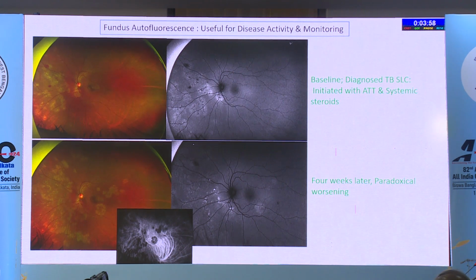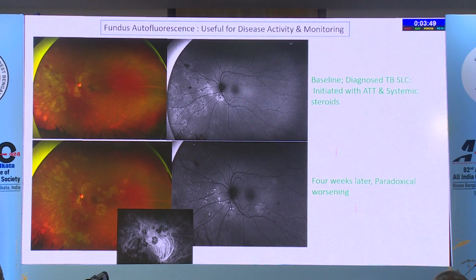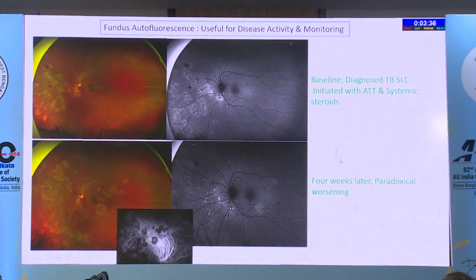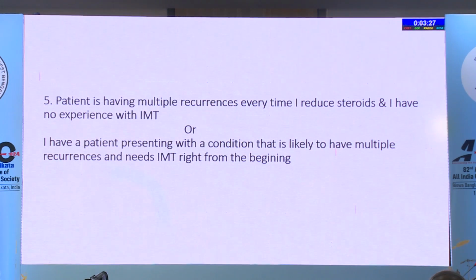So there are a lot of questions in my mind at this point of time. Should I stop ATT? Should I reinvestigate the patient? Should I increase steroids? Should I stop steroids? These are multiple questions a comprehensive ophthalmologist would have. So this is just to show the course of the disease. We have tried so many things, but my point here is if the patient is worsening on therapy, please refer it to a uveitis expert who can figure out what to do.